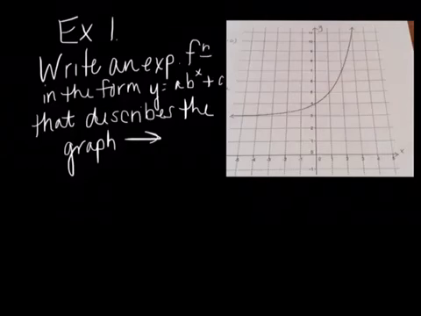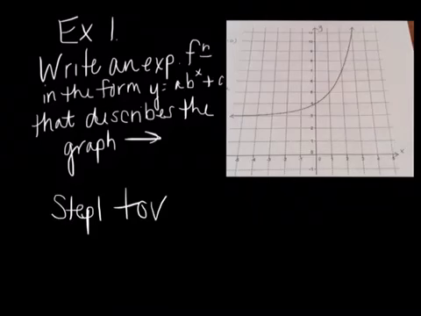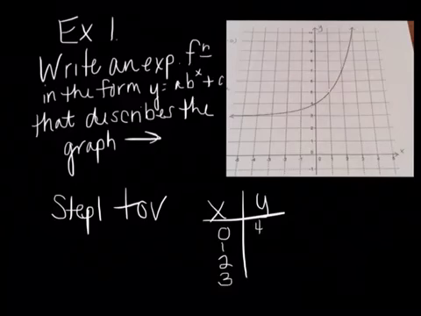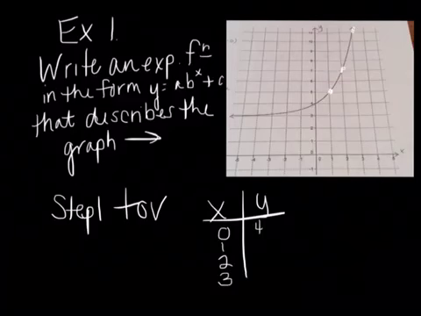So step 1, let's create a table of values. We'll look at 0, 1, 2, and 3. We've already said when x is 0, y is 4. When x was 1, y was 5. When x was 2, 7. And when x was 3, 11. So fill in your chart along with me.